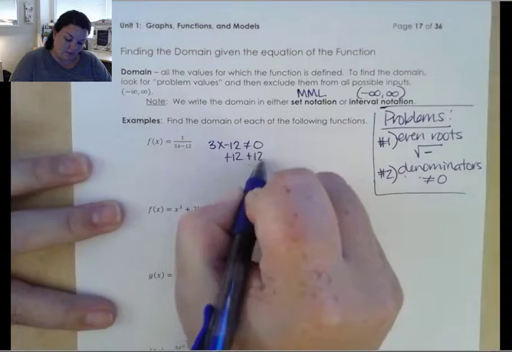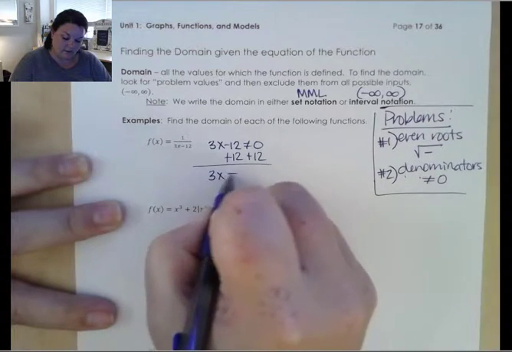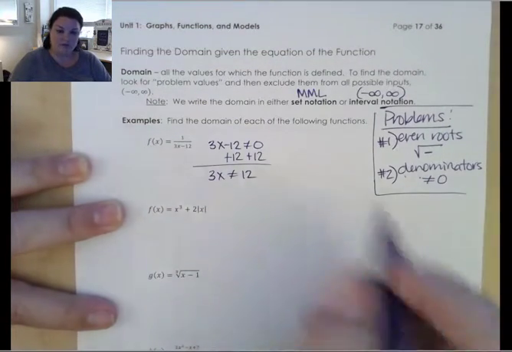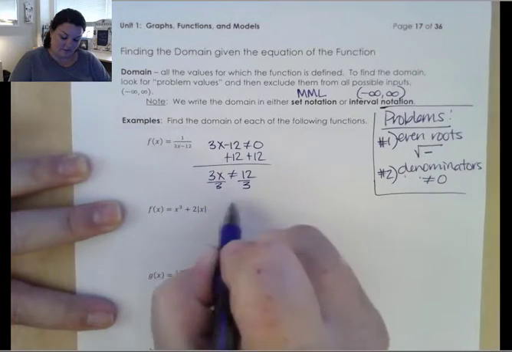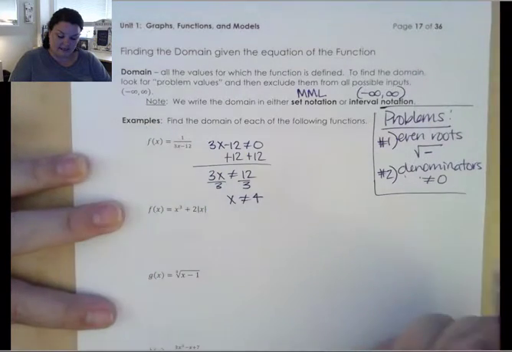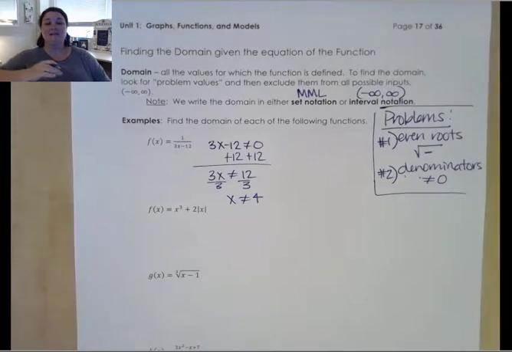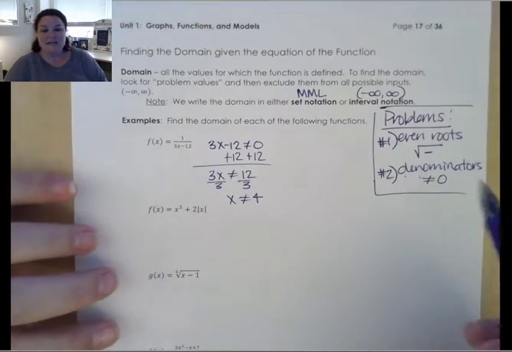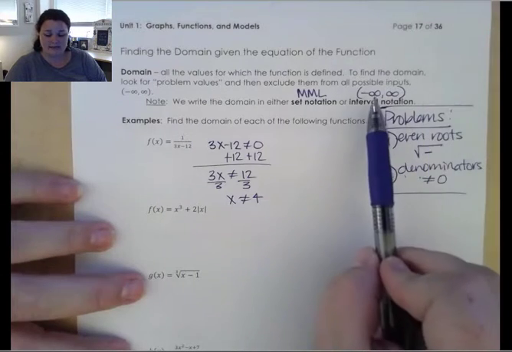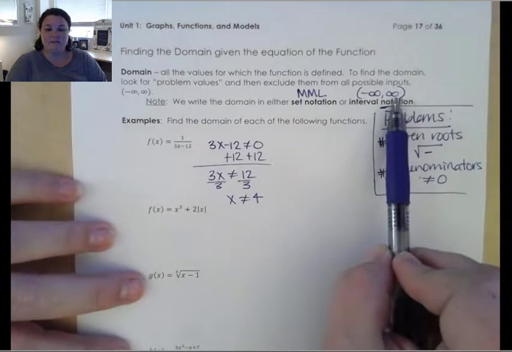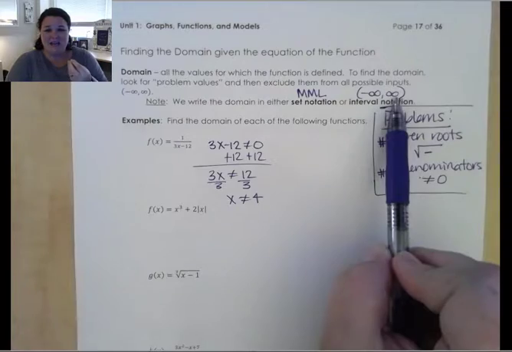So I'm going to add 12 to both sides, which gives me 3x can't be 12. And then if I divide off that 3, that means x can't be 4. So x could be anything, it just can't be 4, right? So when I say it can be anything except 4, I'm saying it can be anything from negative infinity to positive infinity, but I need to take out 4.